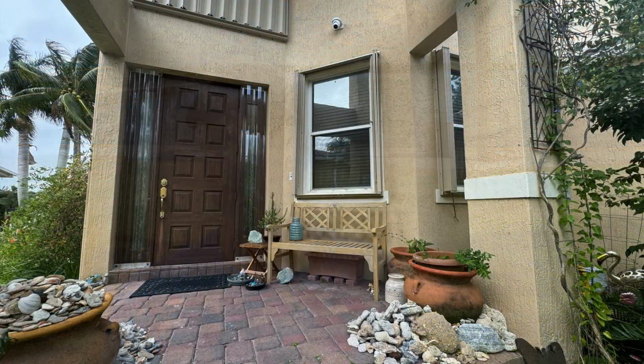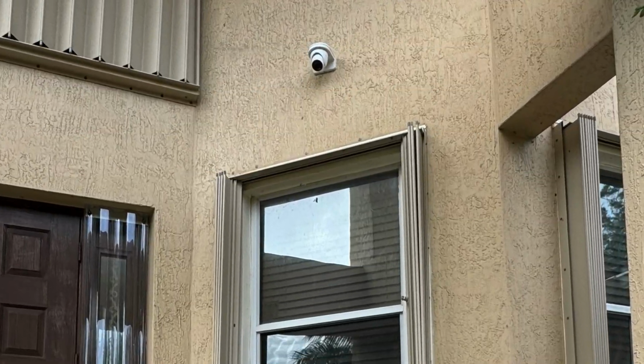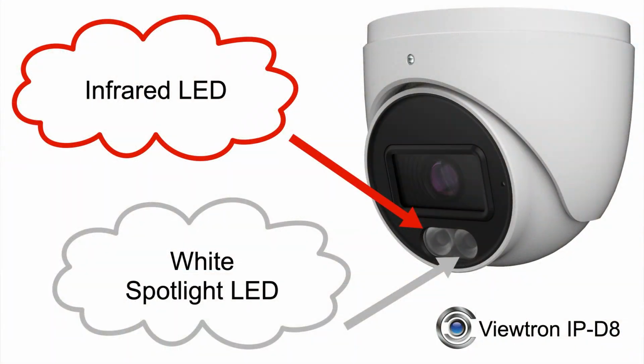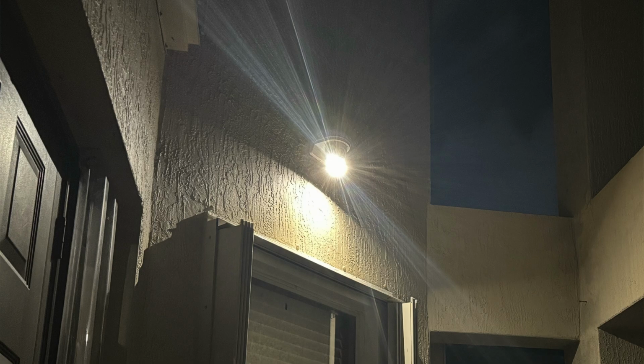Last week I made a video using this Viewtron security camera with light that I have installed at the front door of my house. And remember, these cameras have a white LED on them so they can act as a spotlight camera or a floodlight camera, where when light levels are low you can have this light automatically come on or be motion activated.